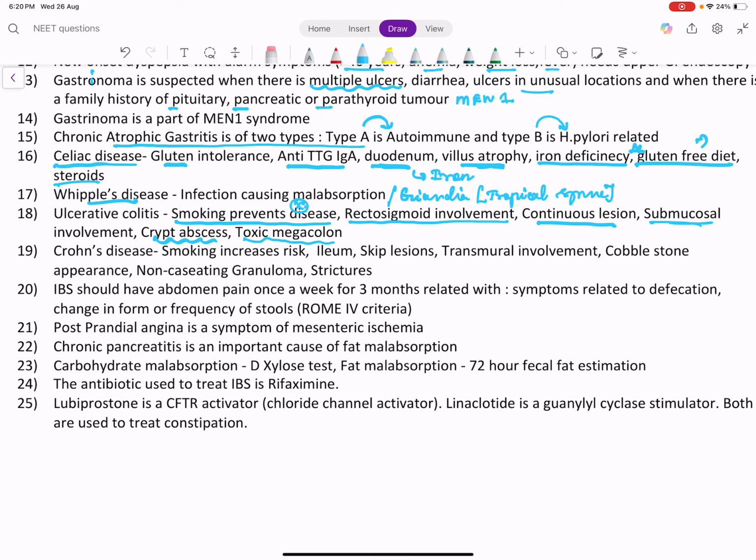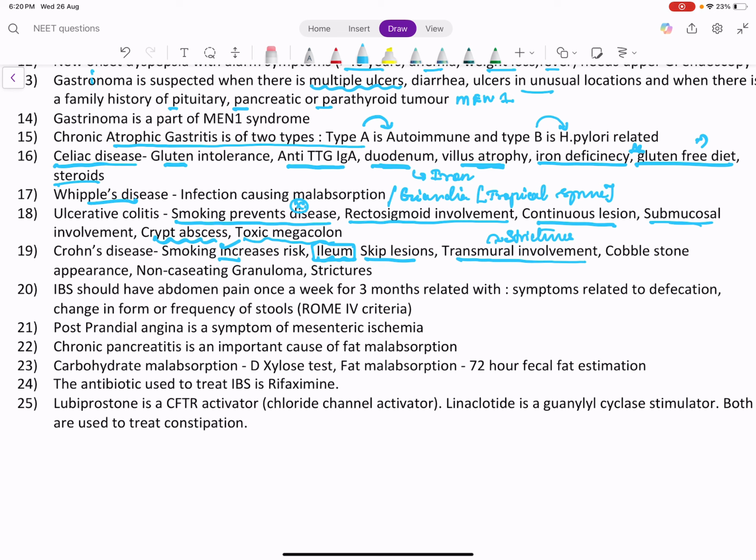Crohn's disease is opposite to ulcerative colitis. Smoking increases the risk. Here the right side of the colon and small intestine is involved. So ileum is the commonest organ involved. Rectosigmoid is commonly involved in ulcerative colitis. Ileum is commonly involved in Crohn's disease. Skip lesions are seen in Crohn's disease. Continuous lesions are there in ulcerative colitis. Submucosal involvement is there in ulcerative colitis. Here transmural involvement is seen in Crohn's disease. Because of transmural involvement, strictures are common.